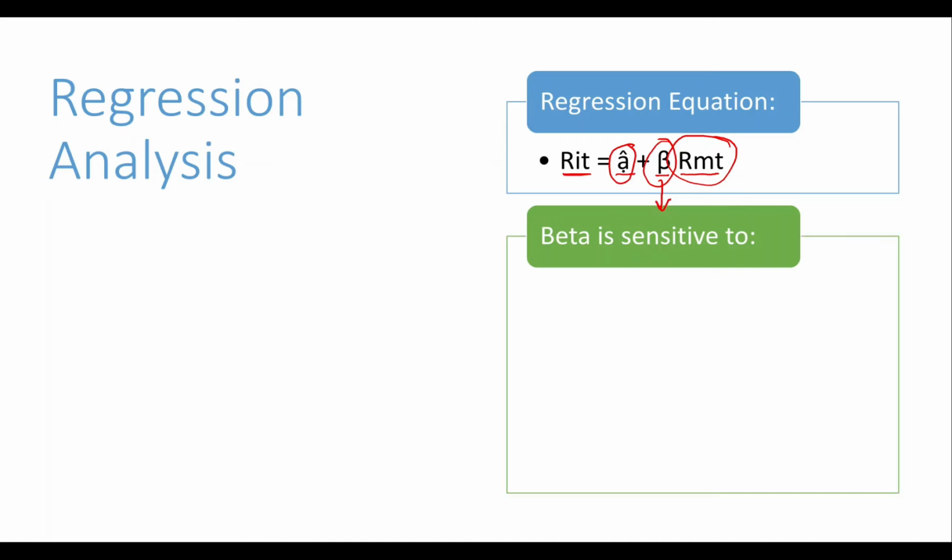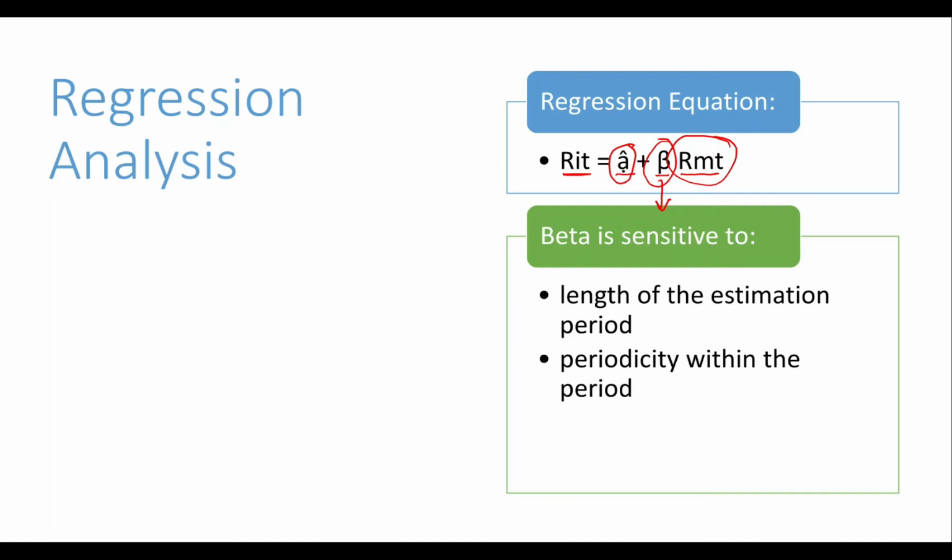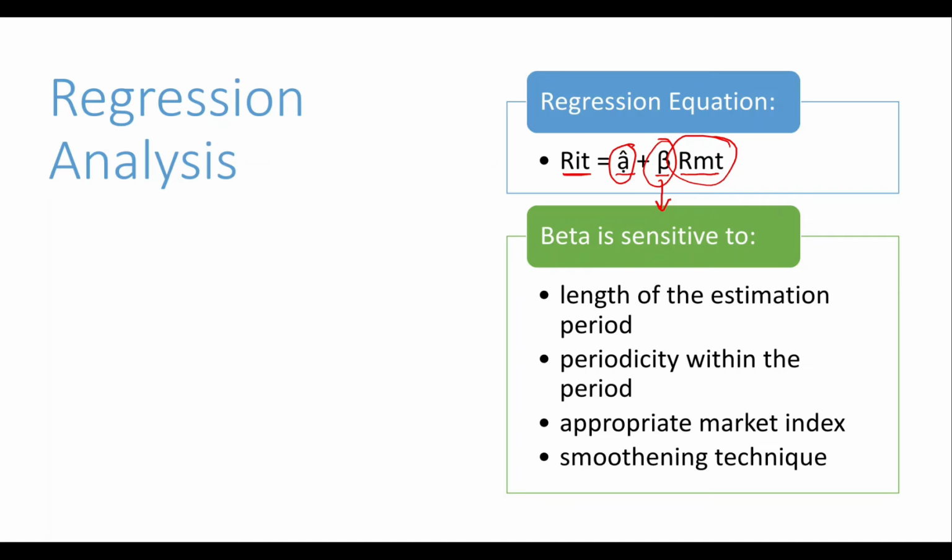The first one is the length of estimation period. Higher the estimation period, lesser is the richness of data, and thus the value of beta estimated. Then the second factor is periodicity within the period. Smaller the interval of each period used, the lesser is the standard error in the estimated beta. Then third, the selection of an appropriate market index, that is RMT, also affects the value of beta. Then the fourth factor is the use of smoothing technique and the adjustment for small cap stocks.